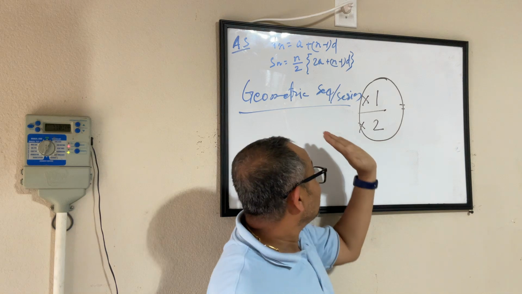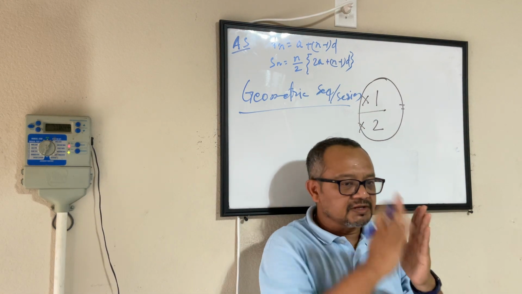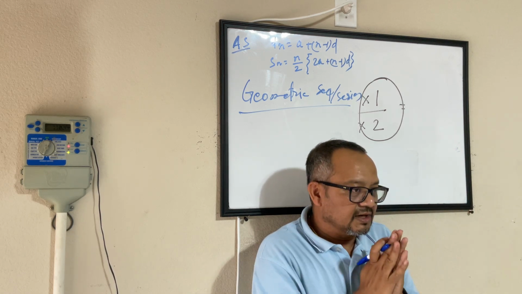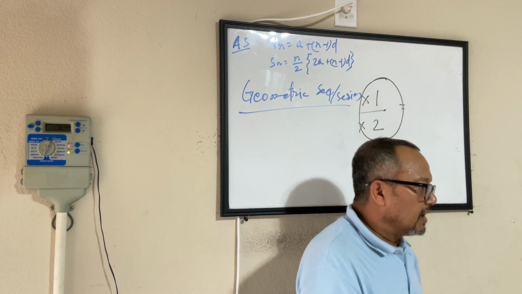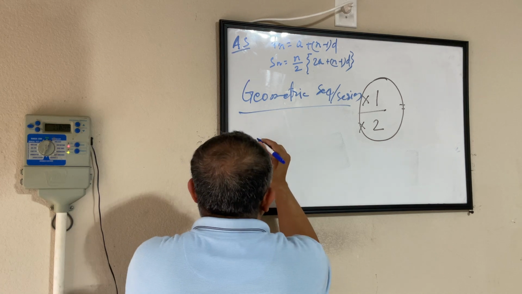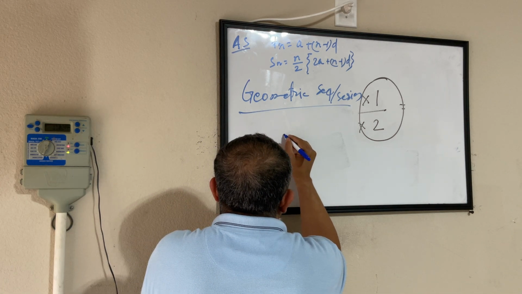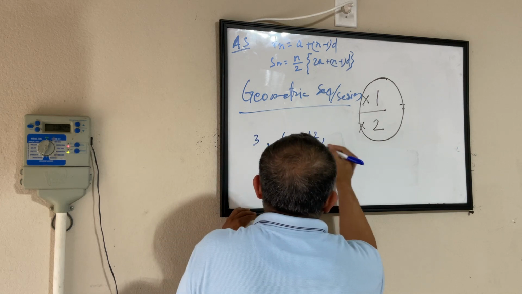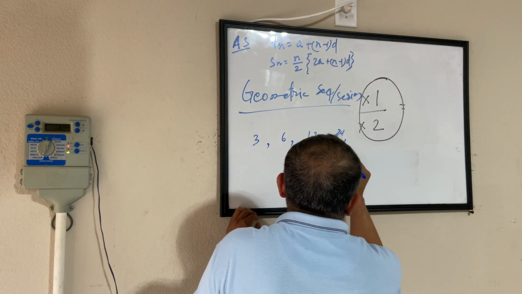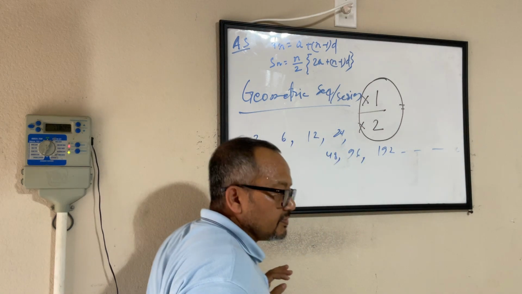Alright, coming back to this one. What is the basic definition? If I have any two consecutive numbers, the ratio of any two consecutive numbers remains the same. That is a geometric sequence. Let's pick up an easy one so that I don't get lost in the calculation itself. Let's say I have 3, 6, 12, 24, 48, 96, 192, and it goes on.